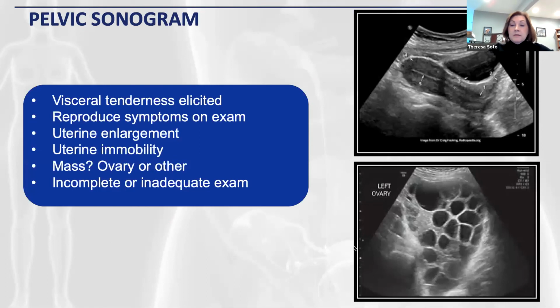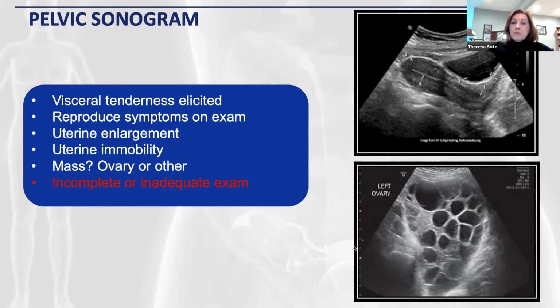Transvaginal ultrasound can beat the increased abdominal wall problem as far as getting you some good pictures to get a good look at what's going on. So if you feel something, if you can reproduce tenderness, if there's immobility in the pelvic organs, you do an ultrasound, but incomplete or inadequate exam is the number one reason why we go to ultrasound.